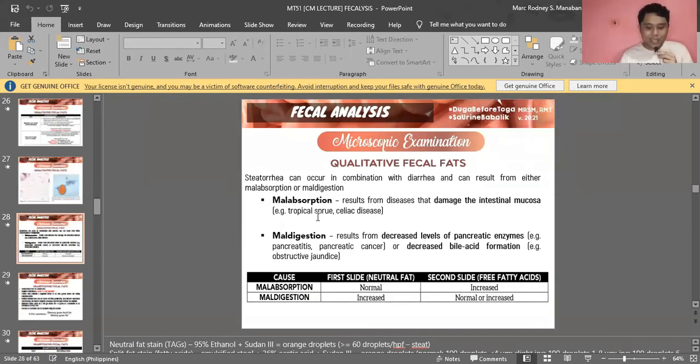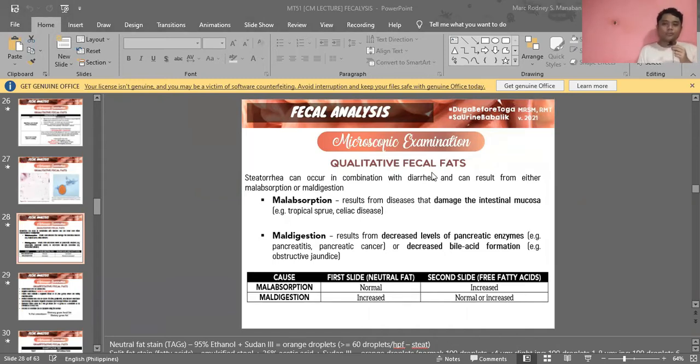Basin overgrowth of bacteria, ayan, damage to the intestinal wall. That's why dili siya maabsorb og tarong. Whereas for your maldigestion, nasa pangalan na, wala siya na digest og tarong. Okay, because there's a deficiency in the enzymes, usually coming from the pancreas or from the bile mismo. Okay, so that's the difference.